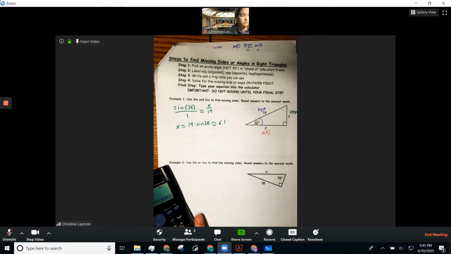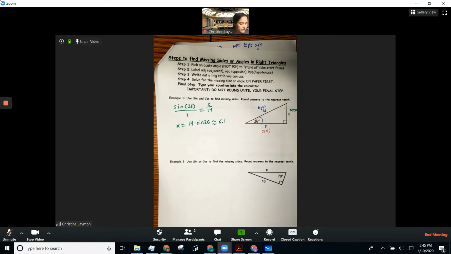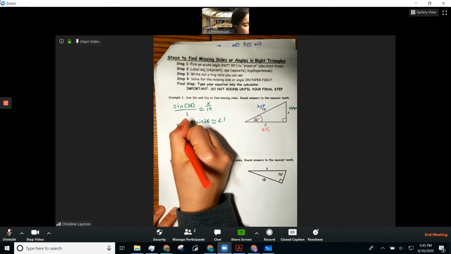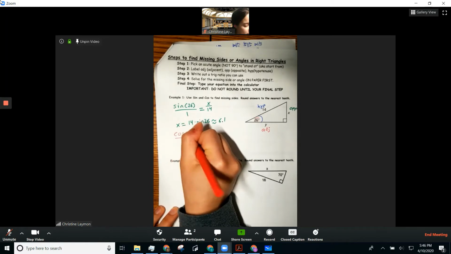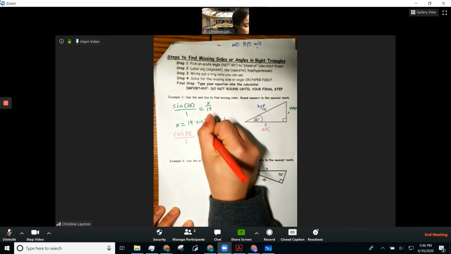Okay, so that's how we solved for x. Again, x is 6.1 approximately. Do the same process to solve for y. Notice that y is an adjacent, so we're going to use cosine. The cosine of 26 over 1 equals y over 14.